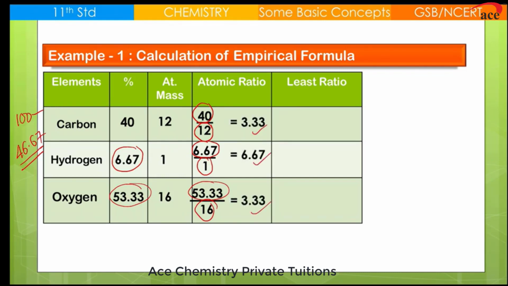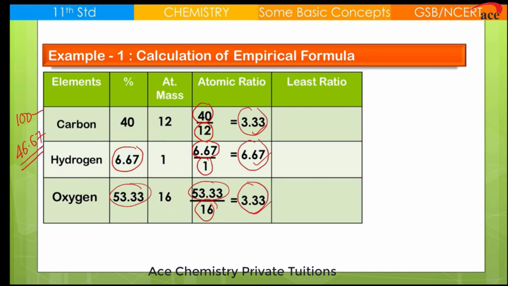So you will get 3.33, 6.67, 3.33. You can do it by normal brain work, or you can use a logbook in your college exam, and you can use a calculator if you want to do it faster. Okay, but in the final MCQ you have to do approximation.